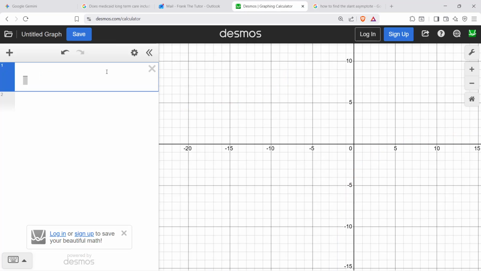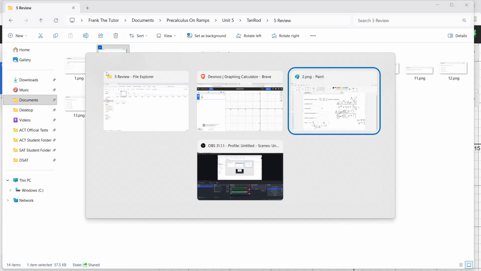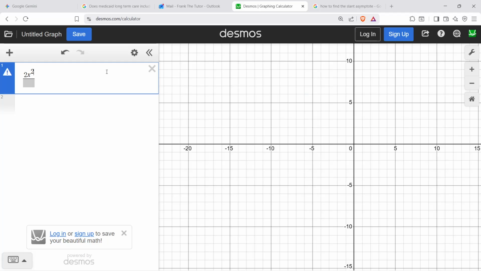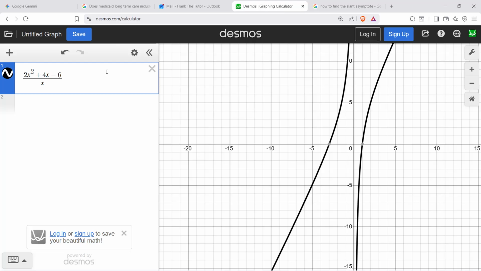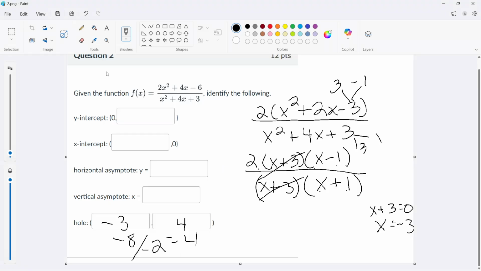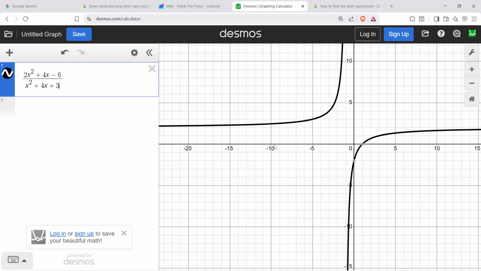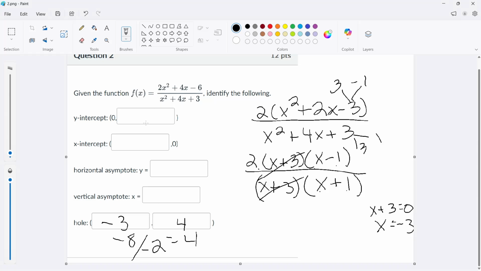I will do 2x squared plus 4x minus 6 divided by x squared plus 4x plus 3. And where's the hole? It's at negative 3. See, so negative 3 undefined, and this one doesn't show it exactly, but I can see it's at negative 3. It says undefined, and then you can see it's getting close to 4. So negative 3, 4 is the hole.